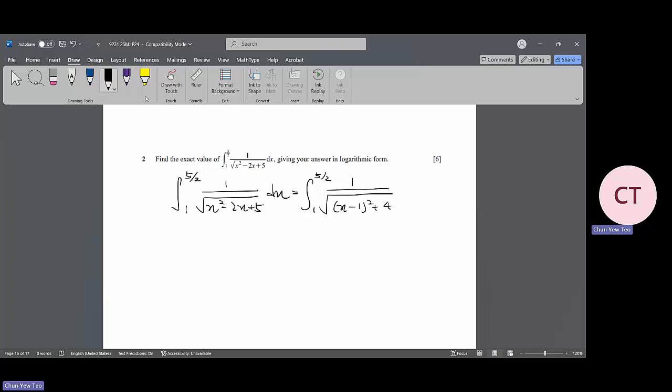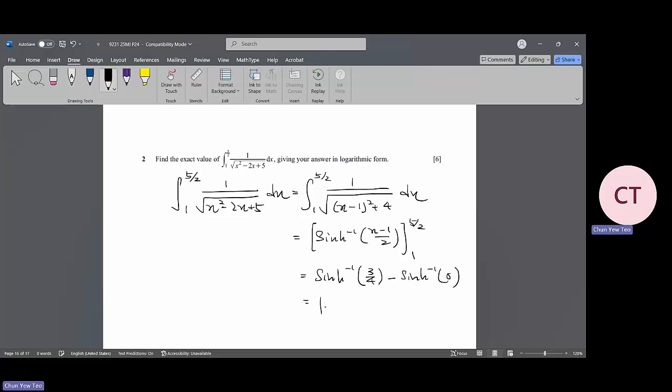From the formula booklet, actually we can just integrate them directly. So this will be arcsinh of (x minus 1) over 2. Just replace the 1 and 5 over 2 inside. Then you will get arcsinh of 3 over 4 minus arcsinh of 0.